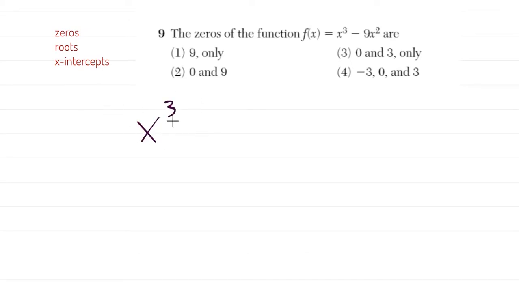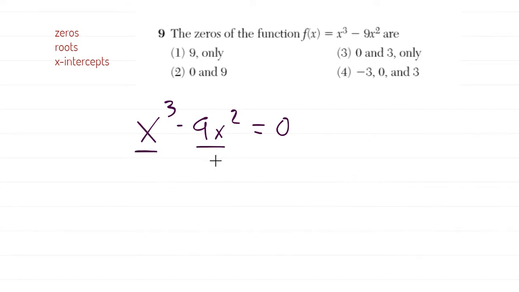So what's happening here is, if I want to find the zeros or the roots, the x-intercepts of a function, I'm taking that function, x cubed minus 9x squared in this case, and I'm setting it equal to 0. That's what that means. That's really why we call it zeros. A lot of people might want to bring the 9x squared to the right side. Don't do that.